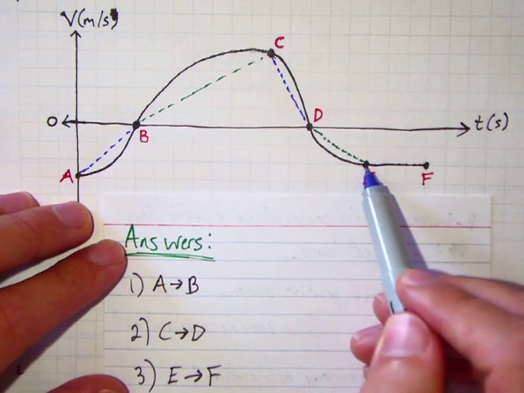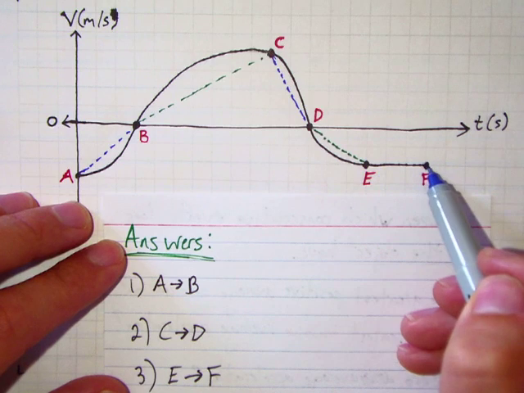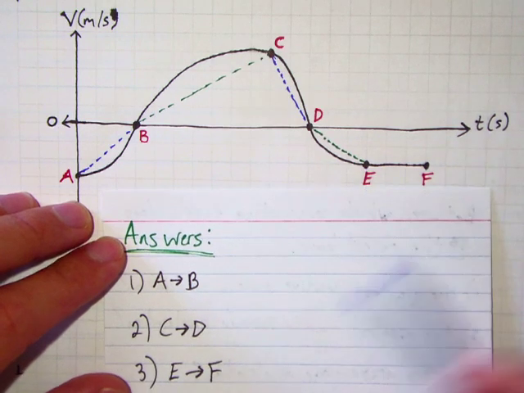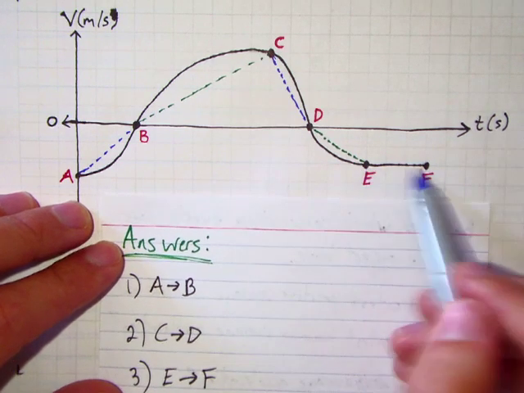And lastly, E to F, we see this object has a negative velocity this whole time, but it's constant. It's not changing. Same velocity at the end as at the beginning. Therefore, its average acceleration between those two events is 0. A horizontal line connects them.